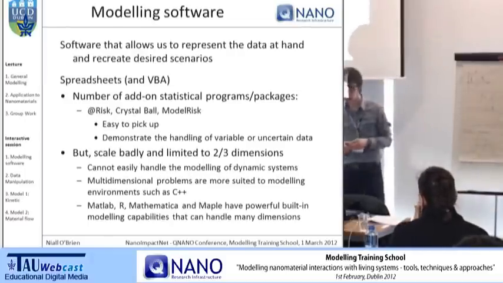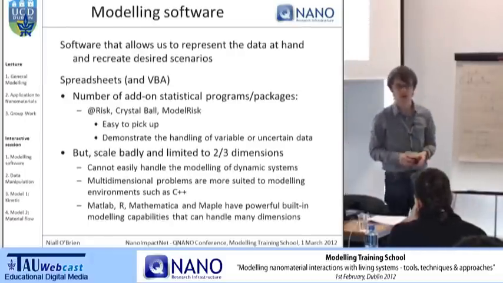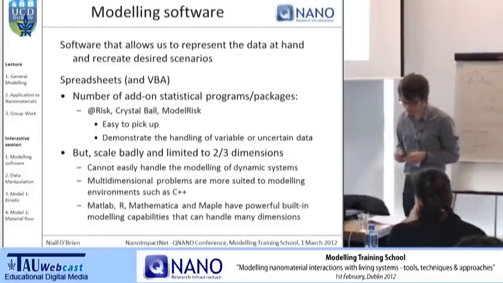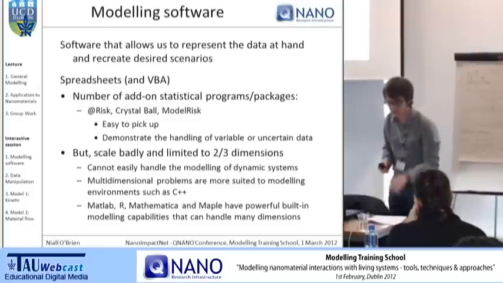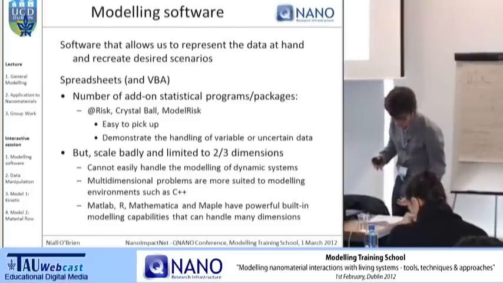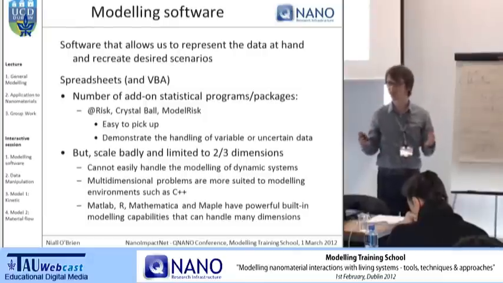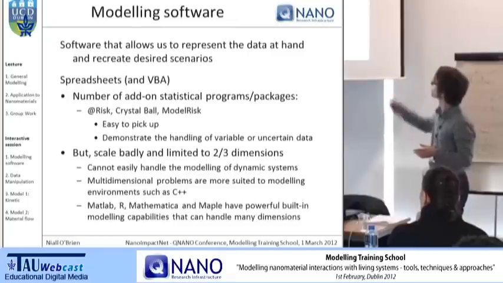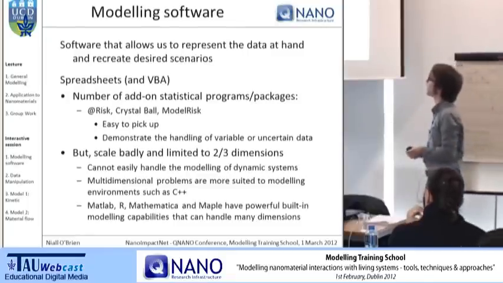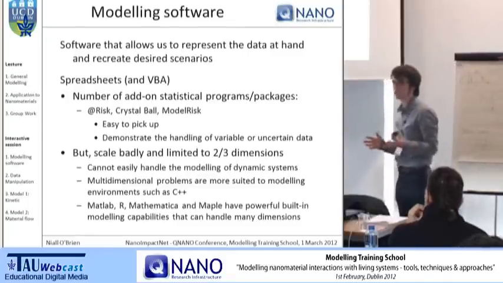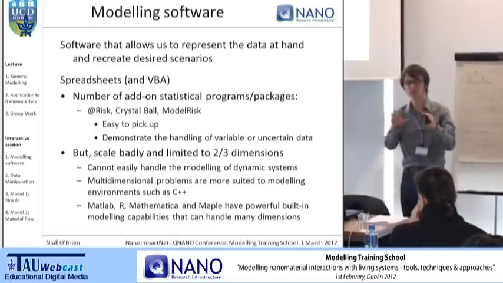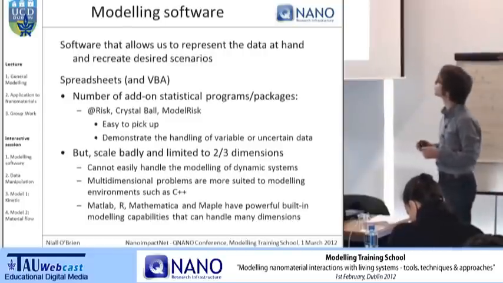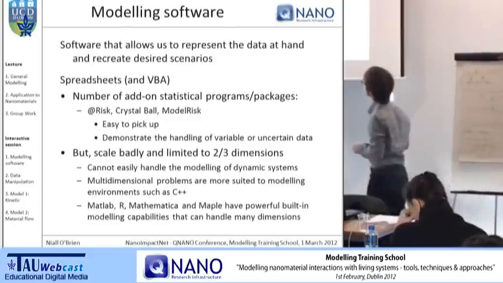As I said, within this talk, I've focused on representation of data and how to represent uncertain data. And when you talk about uncertainty in data, it's nanomaterials, because we're uncertain in a lot of things, there's a lot of variability. So these statistical programs can be @Risk, Crystal Ball, ModelRisk. Advantages are that they're easy to pick up. They're very visual, very tactile, so you can really see the impact when you change something. And it's good for demonstrating the handling of variable or uncertain data.